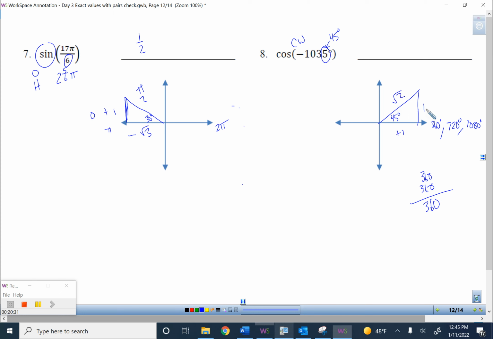Positive, positive. And cosine wants the adjacent over hypotenuse, positive square root of 2 over 2.